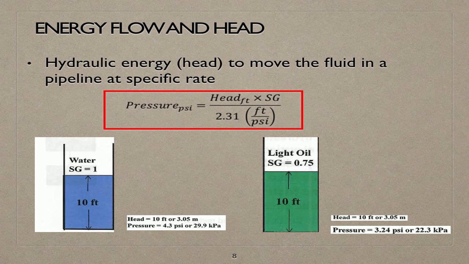Head is the elevation the pump can push a fluid in a pipeline at a specific flow rate. As we can see in these two vessels, the head at the outlet of the vessels is the same, while the pressures are different. Because head is independent of density, while pressure is head multiplied by density.